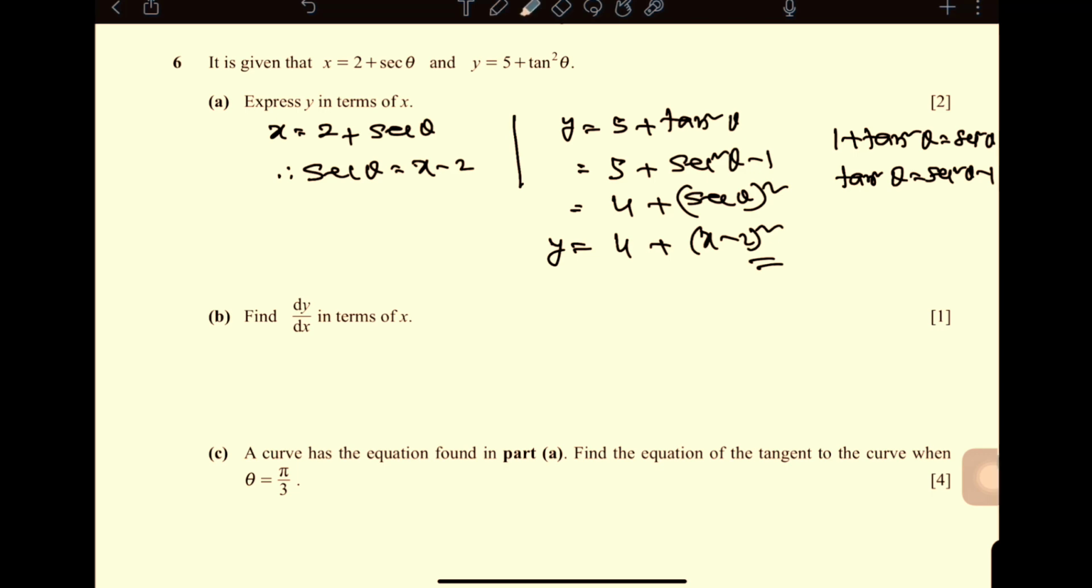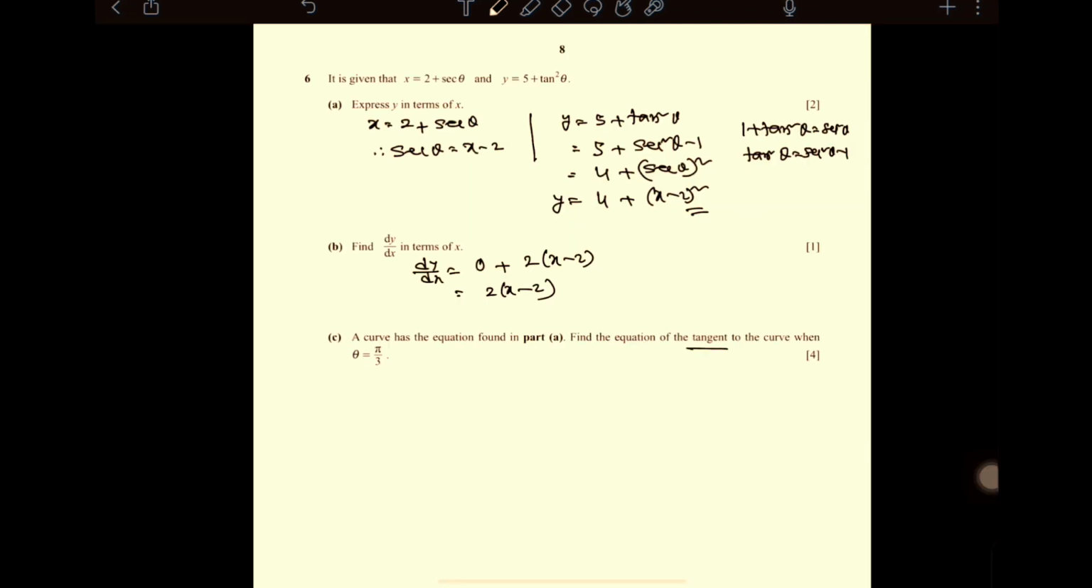Find dy/dx. Our answer should be in terms of x. So let me differentiate this one. y equals 4 plus (x minus 2) whole square. So we can write dy/dx equals, the derivative of a constant is 0, then (x minus 2) whole square gives 2(x minus 2) to the power 2 minus 1. So this is 2(x minus 2).